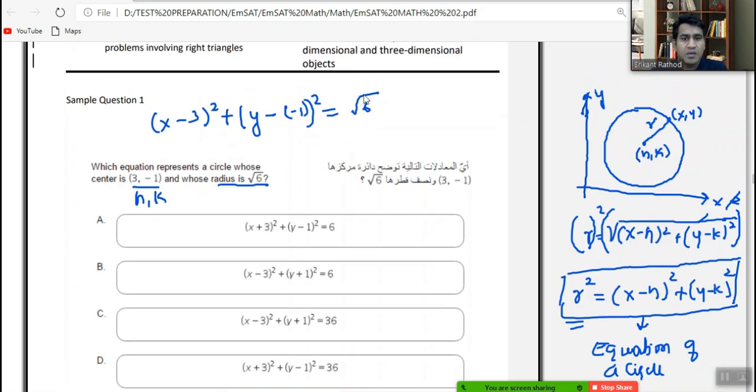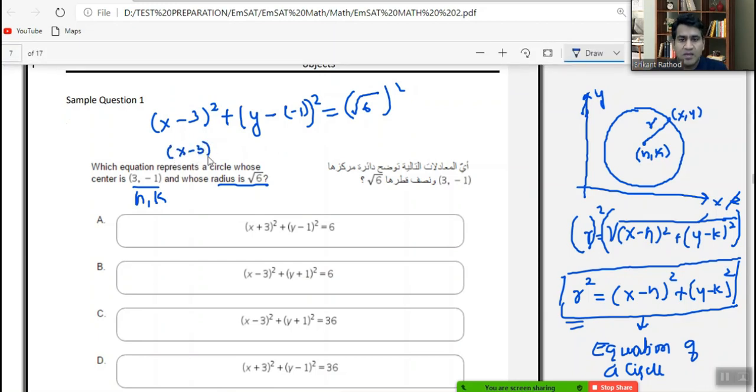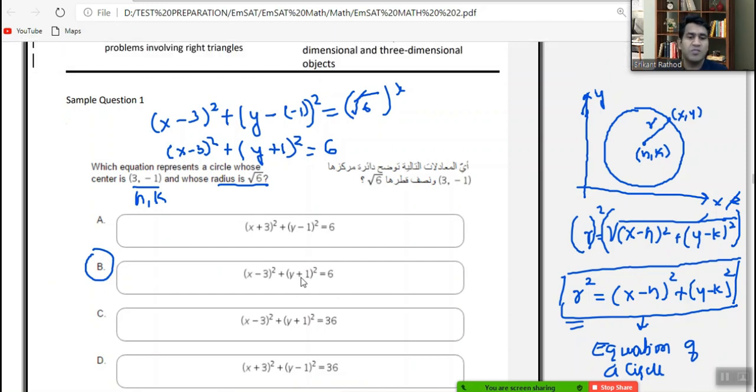Root 6 square, that is x minus h square plus y minus k square is equal to r square. So this can further be written as x minus 3 square plus y minus of minus is going to be plus, plus 1 square is equal to, the square root will get cancelled out, 6. Now which option gives you the same as what we got here? That is option B. X minus 3 whole square plus y plus 1 whole square is equal to 6. B is the correct answer to this question. Okay, this is how you solve.